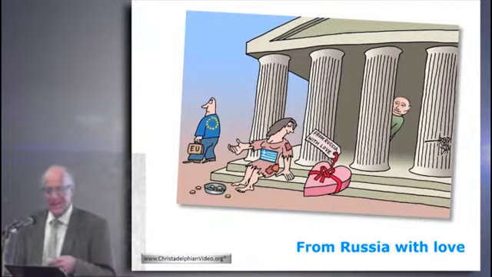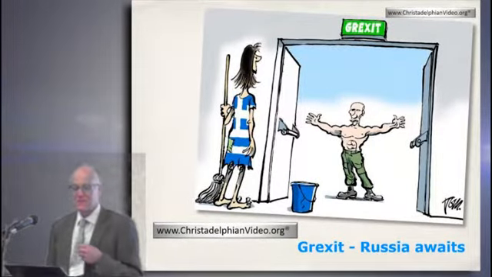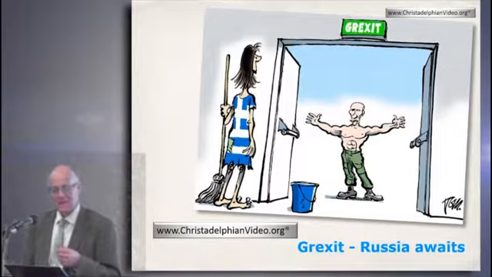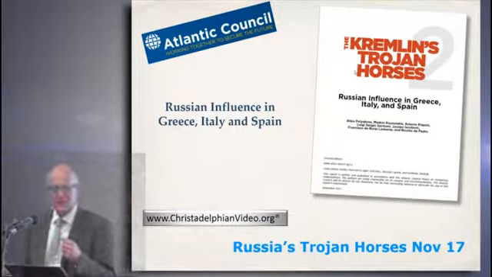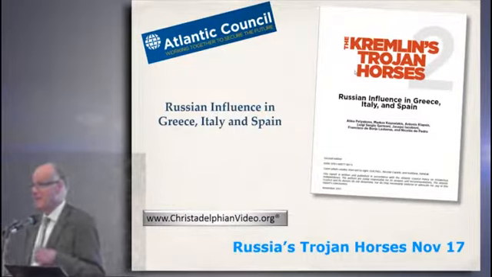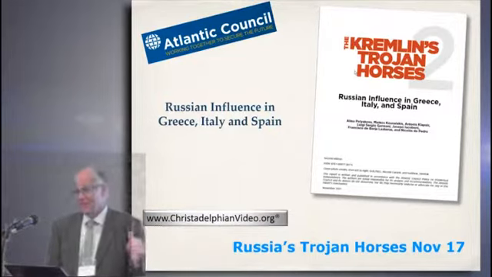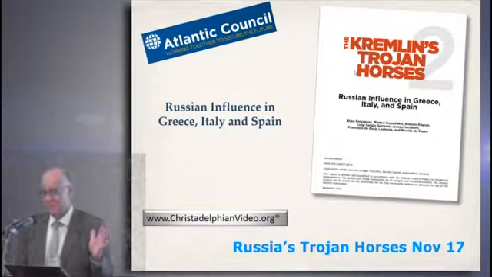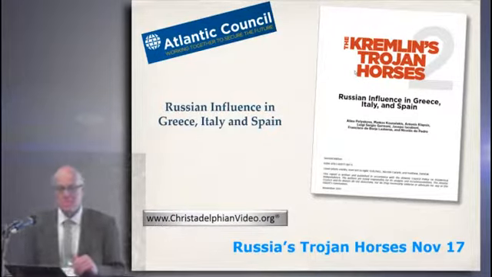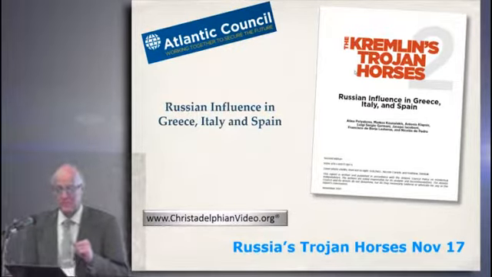Yeah. And just last month, I downloaded, it's absolutely fascinating, about a 20-page article, The Kremlin's Trojan Horses, I'll give you the link afterwards. Russian influence in Greece, Italy and Spain. And it sets out just how Russia is working behind the scenes, influencing who gets elected and all that kind of thing, to drag them into her orbit. So this was the section on Greece.